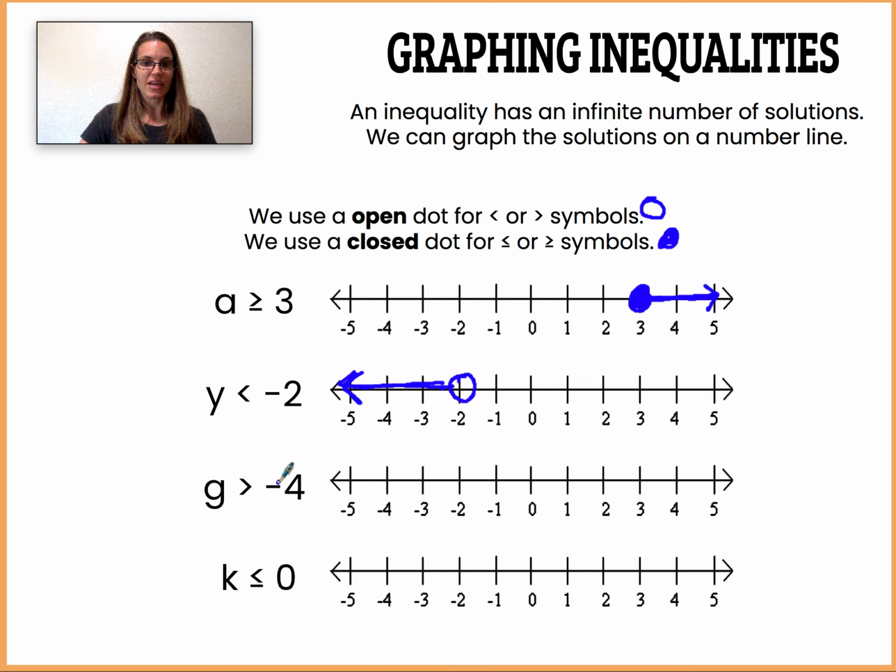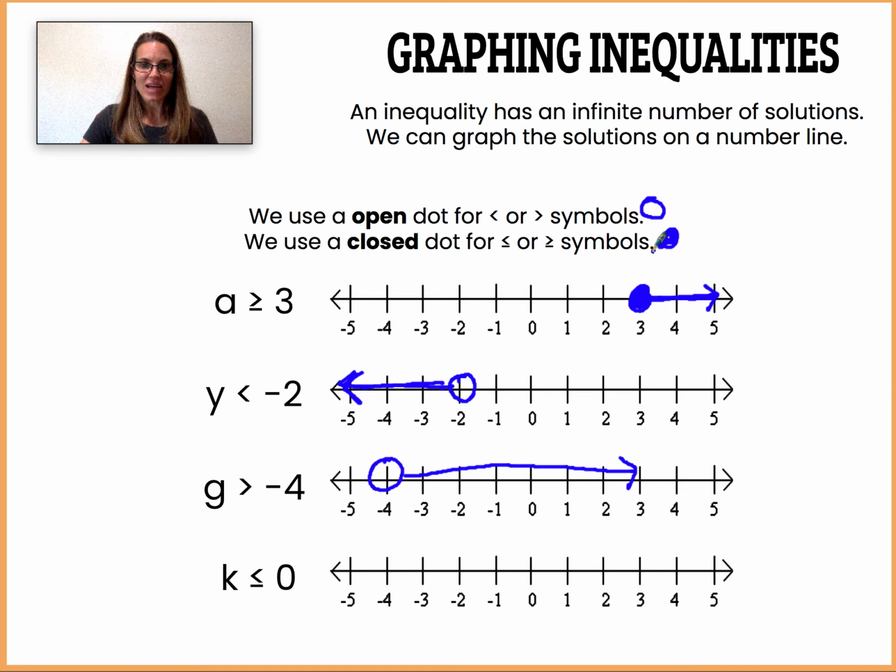G is greater than -4. Again, in this case, I will have an open dot. An open dot is when it's just less than or greater than. When there's no equal to component, -4 is not part of my solution. So I have an open dot at -4. But every value bigger than -4 is a solution. So here I'm just going to do an arrow to the right. So -3, -2, 2, 5, 1,000.